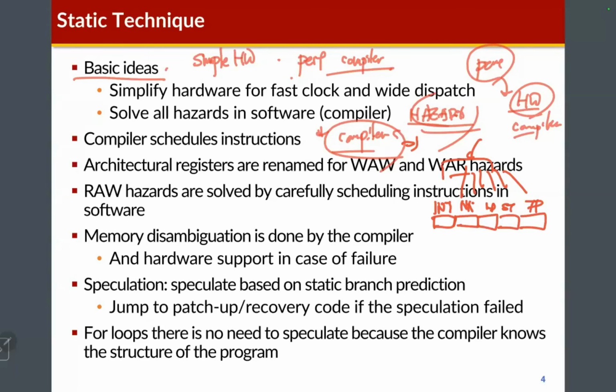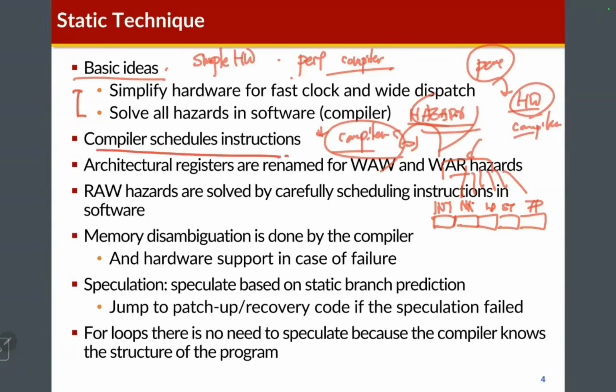So the idea is that this burden is moved to the compiler. The compiler analyzes our code, and very strong optimization techniques can be applied, but the hardware has a very simple architecture. That is the main idea of LIW or VLIW. So I explained the basic ideas of LIW.